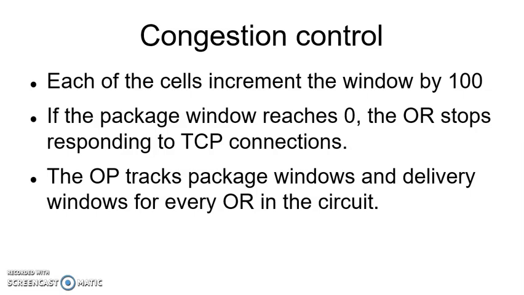If the package window reaches zero, the onion router stops responding to the TCP connection. The onion proxy tracks package windows and delivery windows for every onion router in the circuit.